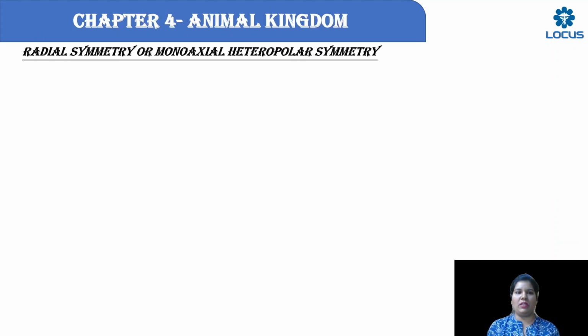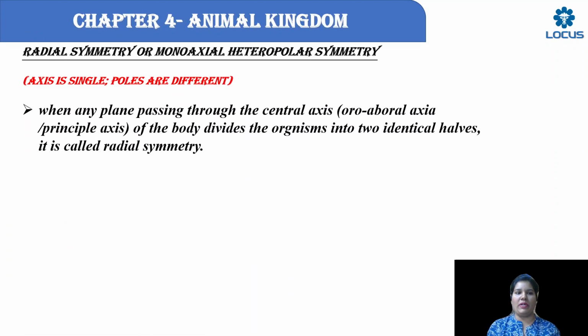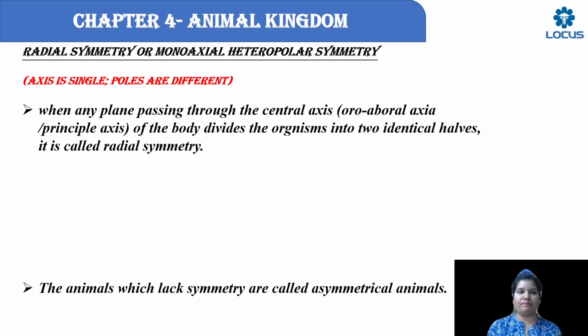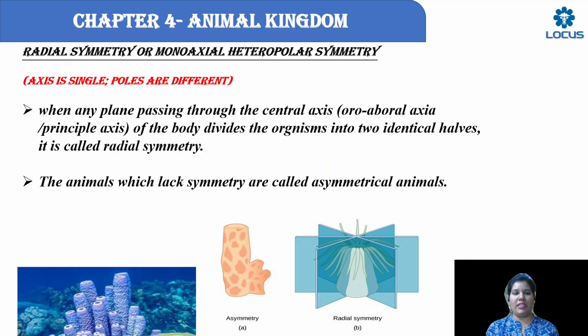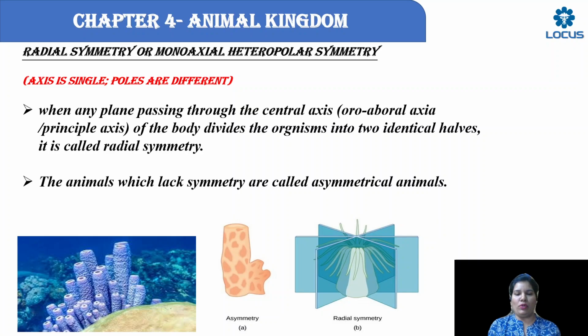Let me talk about radial symmetry. So if you look at the screen, children, radial symmetry is also called monopolar, monoaxial heteropolar symmetry. Now, what is the meaning of monoaxial heteropolar symmetry? I want you to follow my cursor, children. Now look at this picture which is showing radial symmetry.